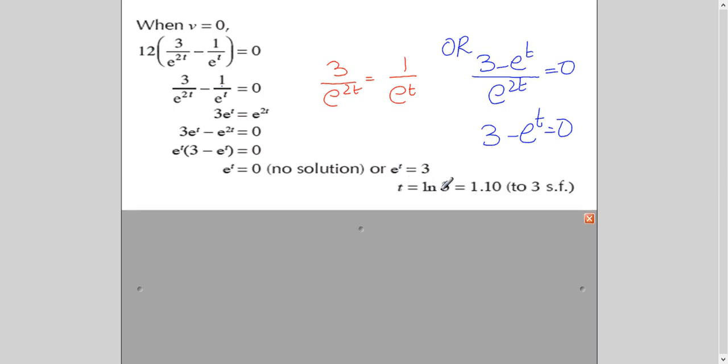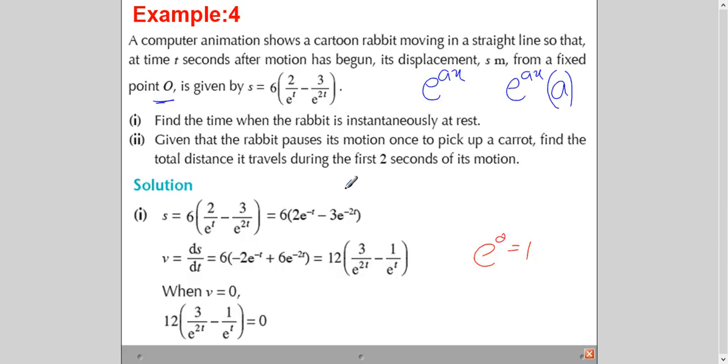Exact value is ln3, to three significant figures is 1.10. And at the same time here you can take LCM, like I have shown here how to take LCM, and then after that cross multiply, and you will get straight away this part, right? So we have found the value of t when the particle is instantaneously at rest.